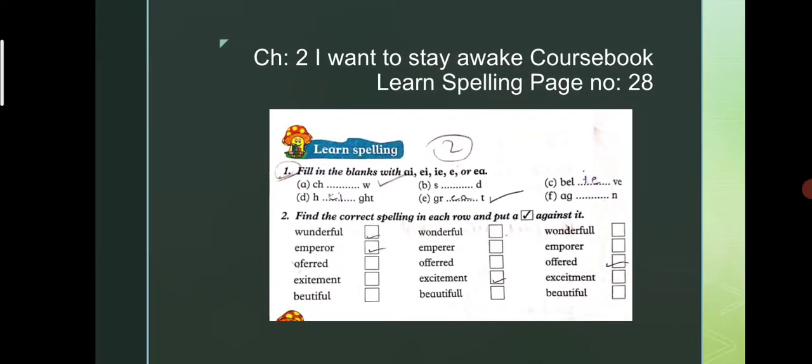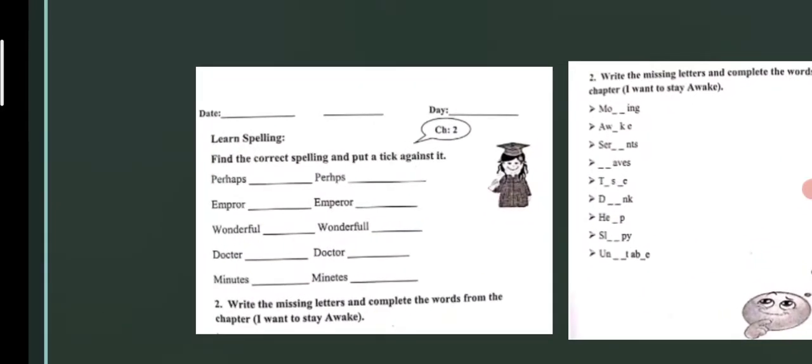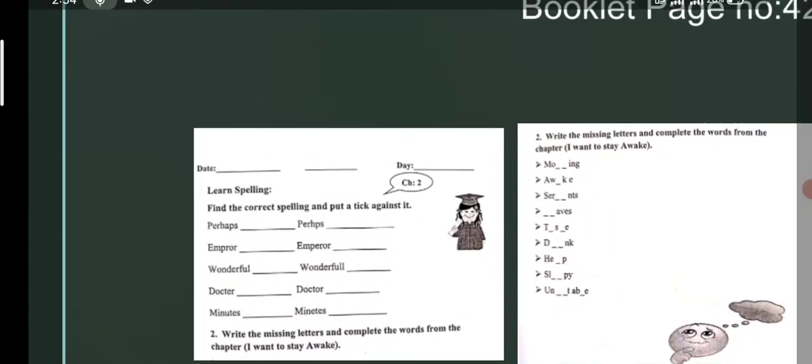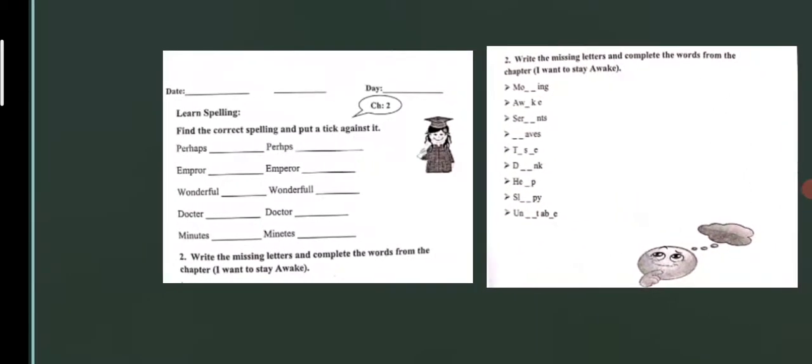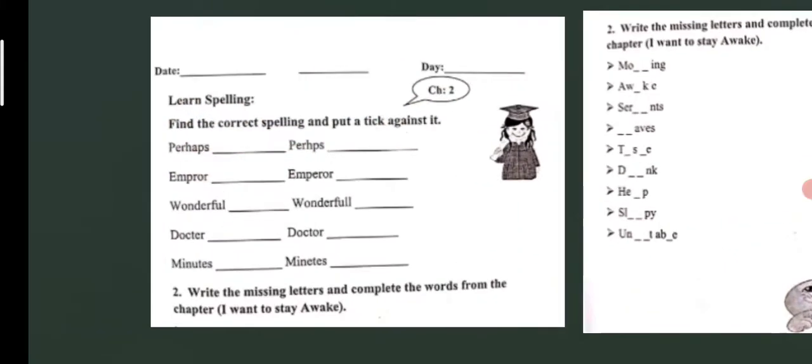Now open your booklets and open page number 42. In the booklet, this is a similar exercise, learn spellings and some missing letters. Let's begin. First of all, you will write the date. Group A will write their date, as group A will listen to this lecture on Thursday and group B will listen on Wednesday. So you have to write your date accordingly. Then you will write C work, then you will write the day. Learn spelling, find the correct spelling and put a tick against it.